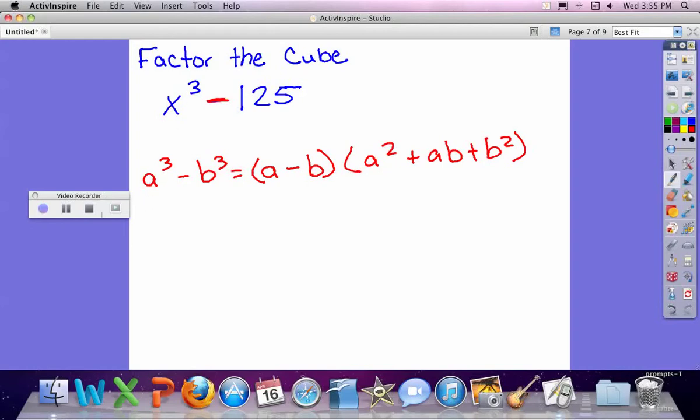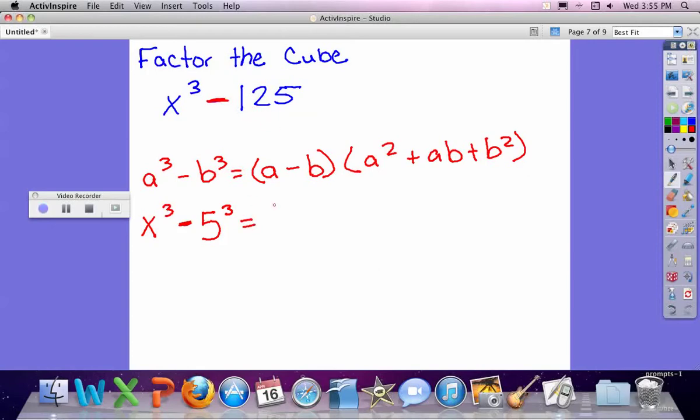125 is not to the third power, so I have to think about what times itself 3 times will be 125. And the answer is 5. So I get 5 to the third. So remember, you can use your calculator to take the cube root of 125 if you do not know the answer. So everywhere I see an A in that formula, I'm going to put an x, and everywhere I see a B, I'm going to put a 5.